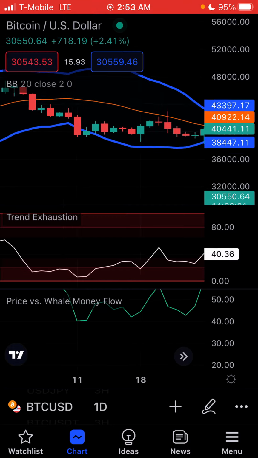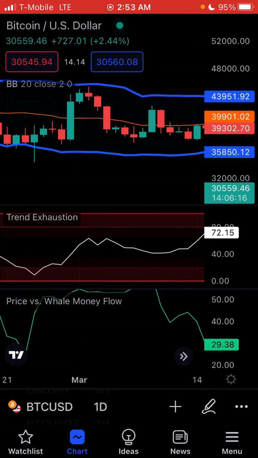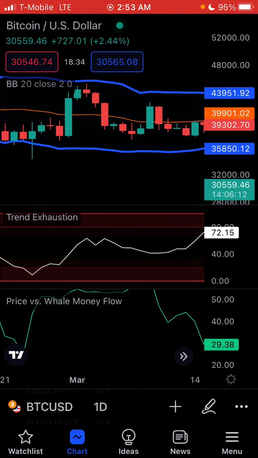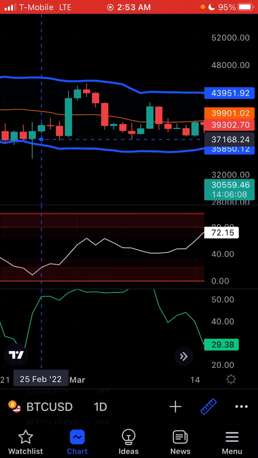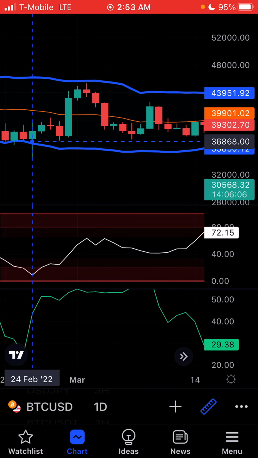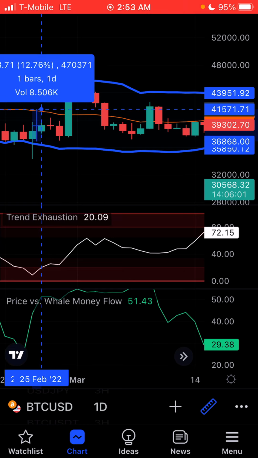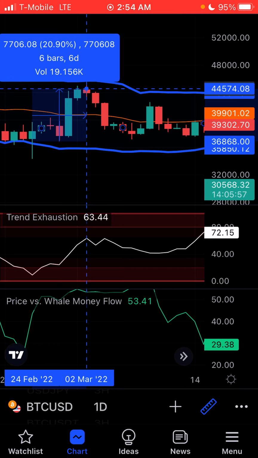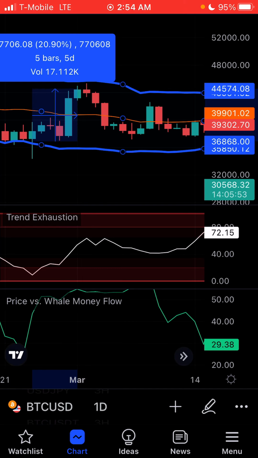So let's see the next time I would have actually put my entry point in. Well, here's one right here. You'll see the green candle kind of touching the bottom. So I would buy in at that point, and I would have sold up here at the top. That would have been 5 days, and I would have made 20%.